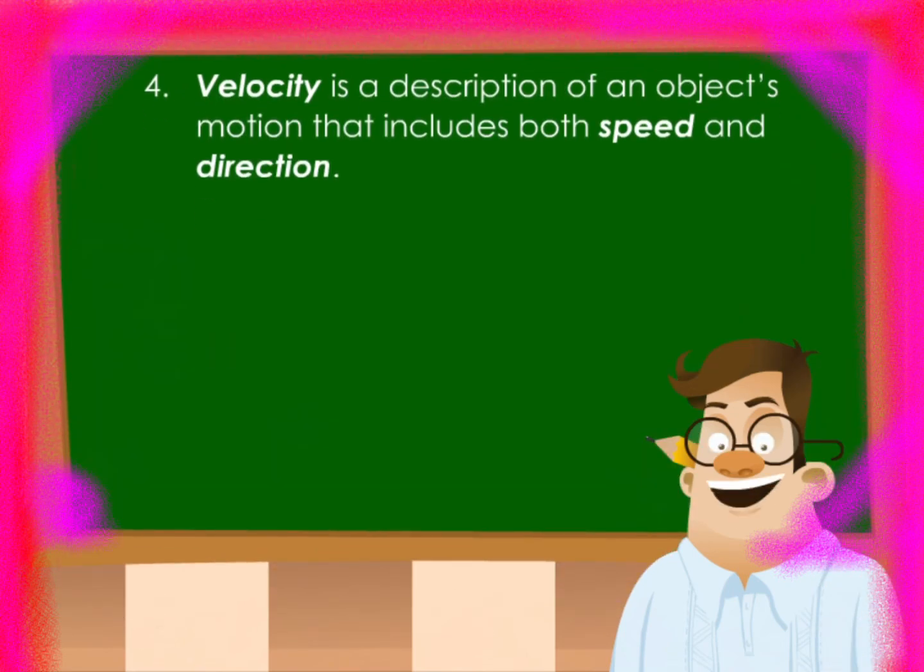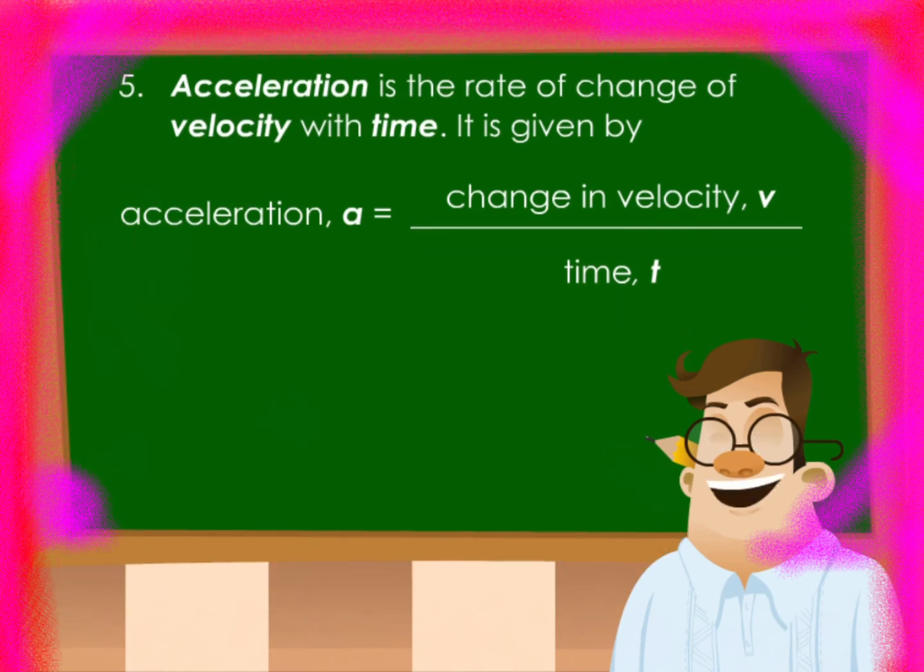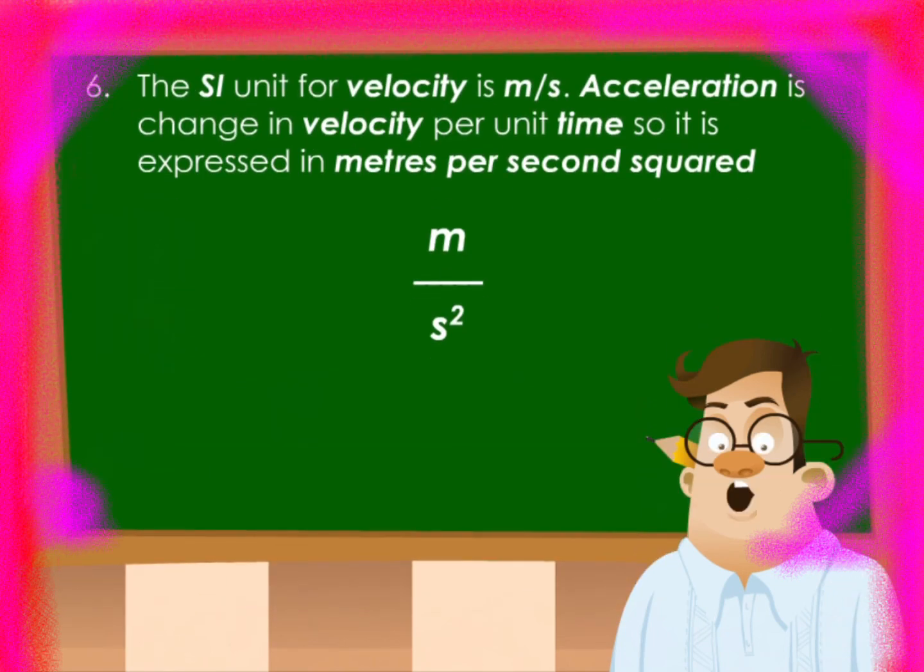Velocity is a description of an object's motion that includes both speed and direction. Acceleration is the rate of change of velocity with time. It is given by acceleration, a, equals change in velocity, or v, over time, or t. The SI unit for velocity is m/s. Acceleration is change in velocity per unit time, so it is expressed in meters per second squared, m/s squared.